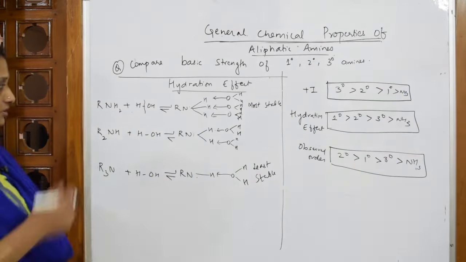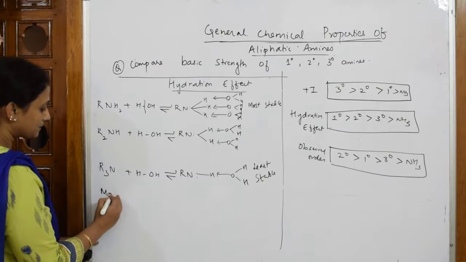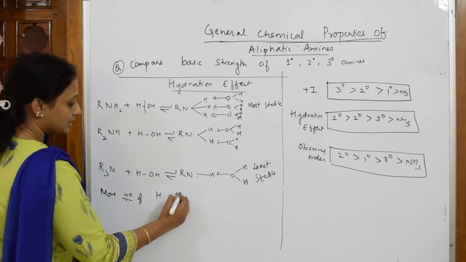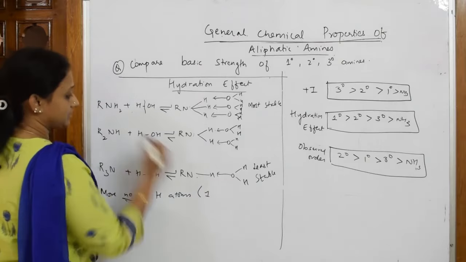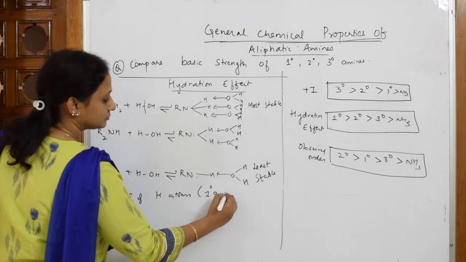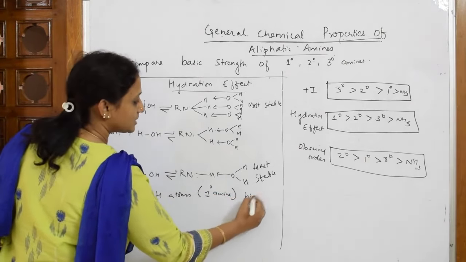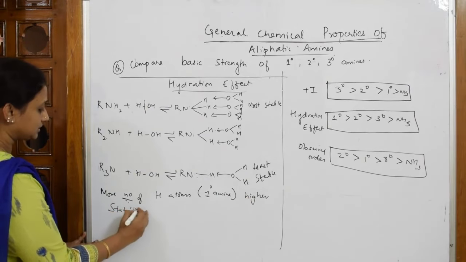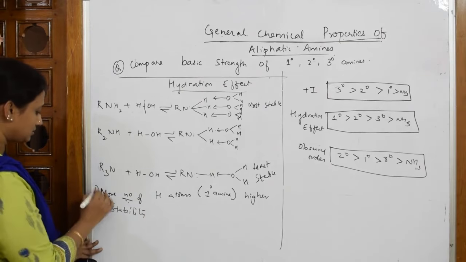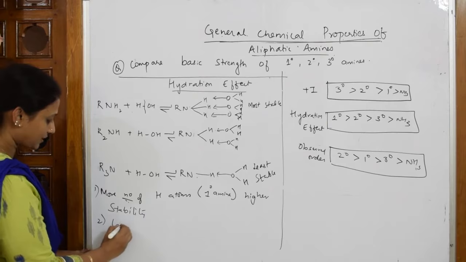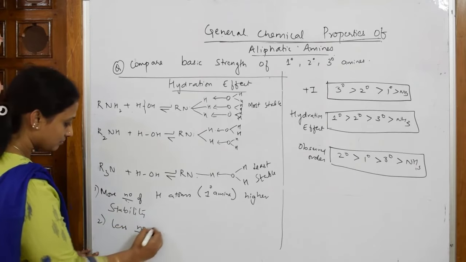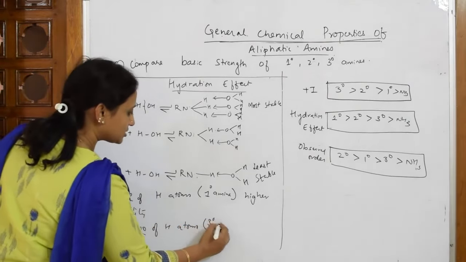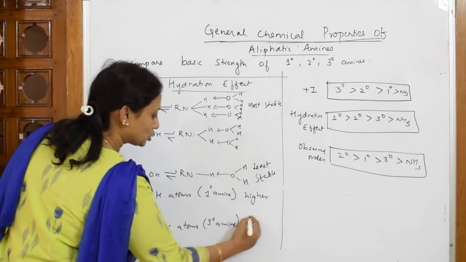Because fewer hydrogen bonds, let us write. More number of hydrogen atoms, where in primary amine, higher stability. The second one, less number of hydrogen atoms, that is in your tertiary amine, low stability.